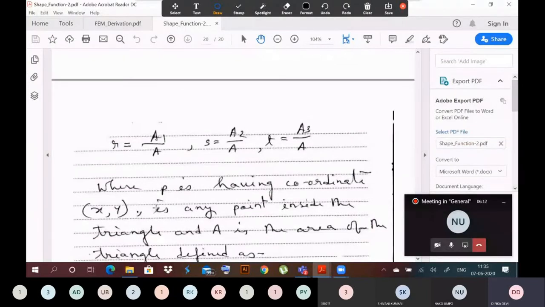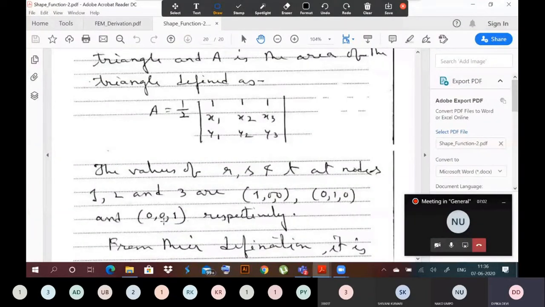So if we define R, S, T like this, we can see that the values of R, S, T at nodes 1, 2, 3 are 1, 0, 0; 0, 1, 0; 0, 0, 1. That means R is 1 at node 1, 0 at node 2 and 3. S is 0 at node 1, 1 at node 2 and 0 at node 3. And T is 0 at node 1, 0 at node 2 and 1 at node 3 respectively. So from this definition, it is clear that R, S, T, if I add, then it will be equal to 1. So it means R, S, T follow the properties of shape functions.